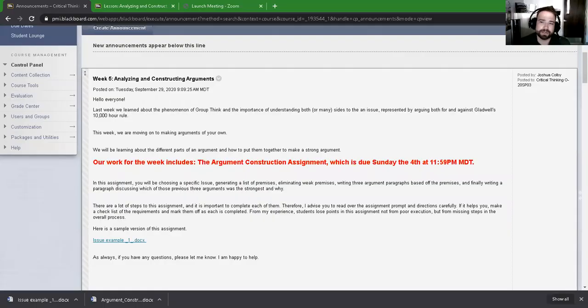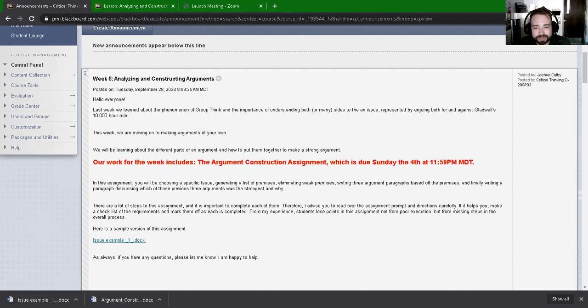We'll look at the assignment rubric, and we'll look at the sample that I posted and discuss the assignment in more detail. So last week we learned about the phenomenon of groupthink and the importance of understanding the many sides to an issue, represented by arguing both for and against Malcolm Gladwell's 10,000 hour rule. This week we're moving on to making arguments of your own.